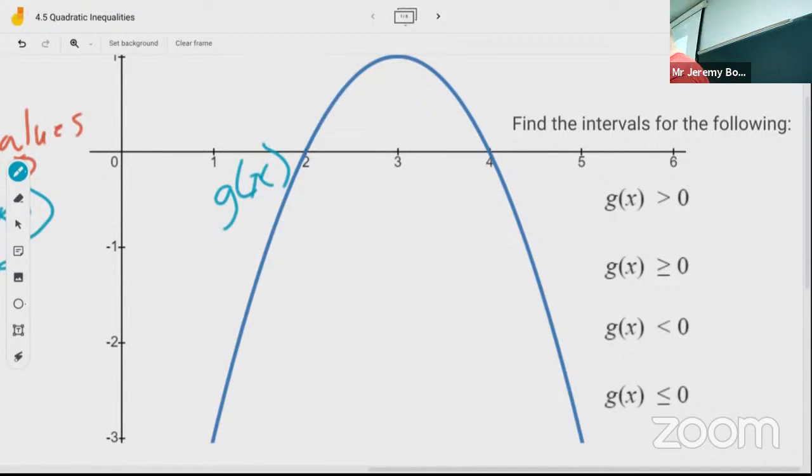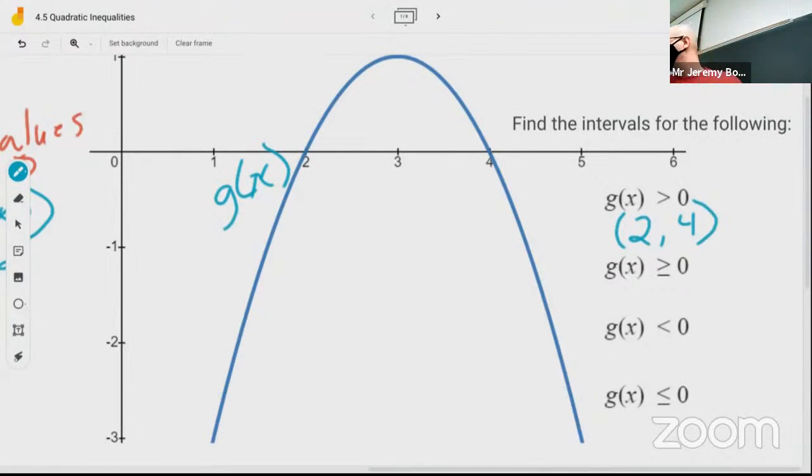Give it a shot. All right, so for this one, if we want to know where it's greater than 0, it's just where it's above the x-axis. And so you can see that it starts going above the x-axis after 2 and stops being above the x-axis a little bit before 4. So this is going to be from 2 to 4, not including the 2 and 4.